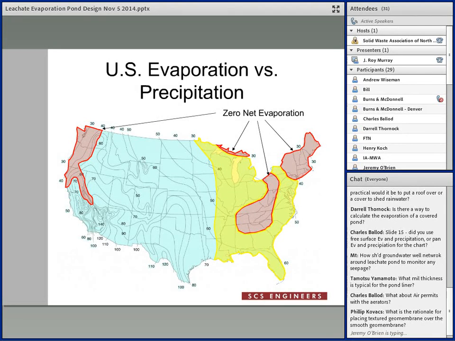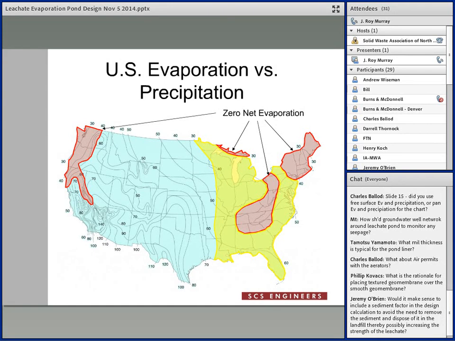What about air permits with the aerators? Depending on what aerators you got, you would have to consider that in your air permits. If it's really just a bubbler, then you may not. But if it's sending the water very much in the air at all, it would probably at least be something you would want to consider adding to your landfill facility air permit. Now, it wouldn't require its own standalone air permit.